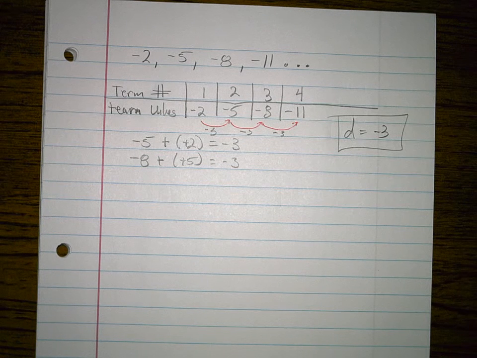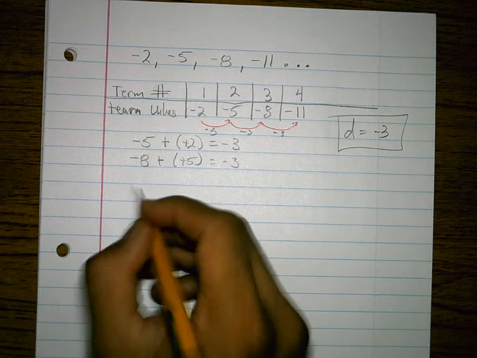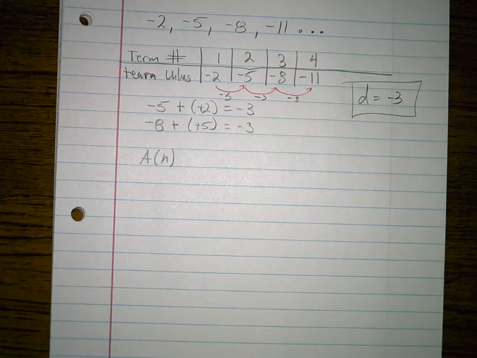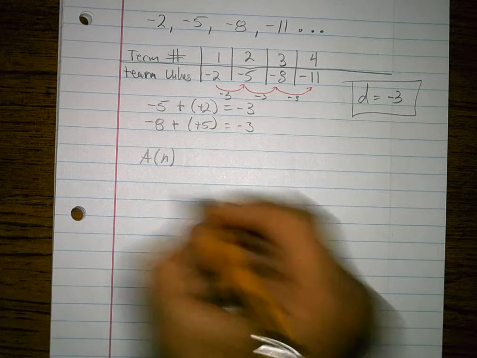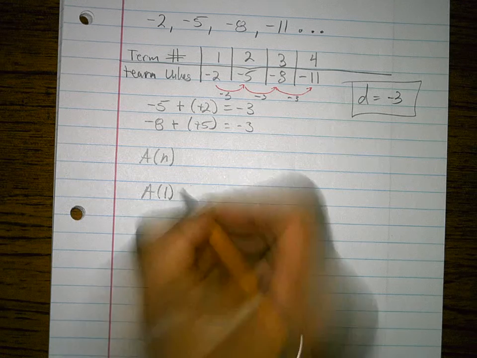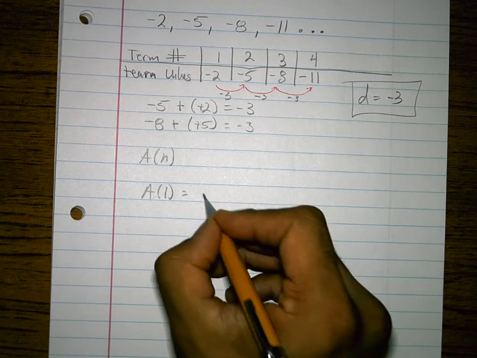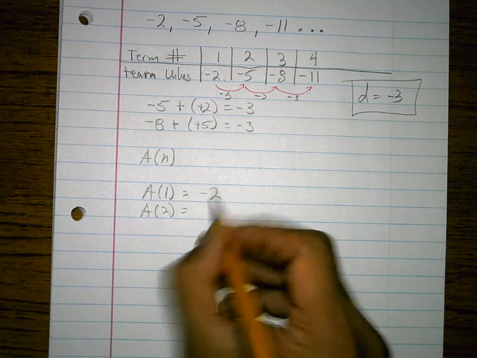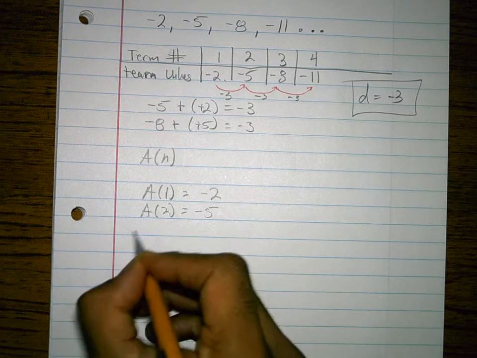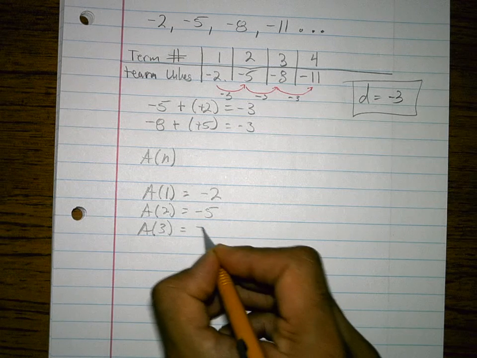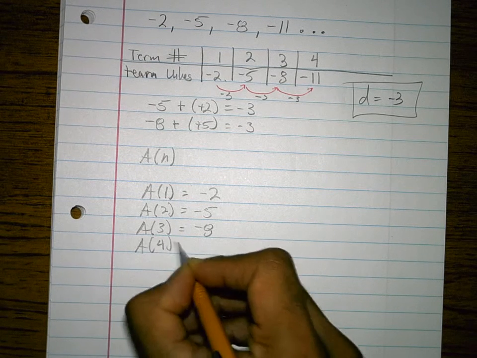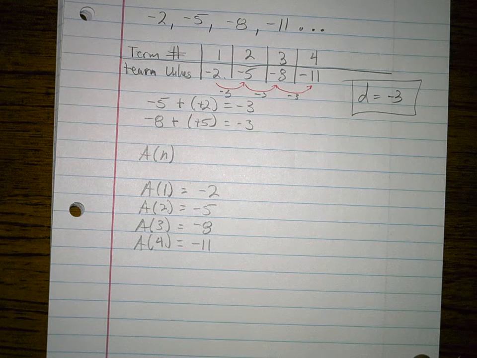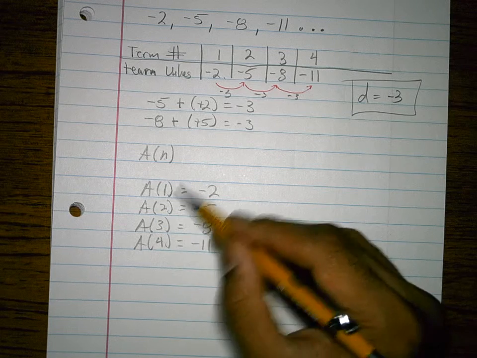So let's list this in the function notation. So a of n, and when I say of, that means parentheses, and the n is what term it is. So what is a of 1, which is the fancy way of saying what is the first term? It's negative 2. What is a of 2? That's negative 5, the second term. And as you can see as I move on, a of 3 is negative 8, and a of 4 is negative 11. We're going to do some formulas here eventually, and we need to understand this notation so it makes sense.